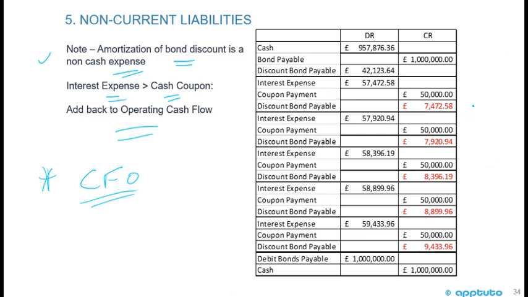So you can see that our interest expense was greater than our cash coupon payment. So what do we need to do? We need to add back that discount on the bond payable amortization. So I put this slide in just to reinforce that when we look at cash flow from operations, there's an adjustment that needs to be made with regards to these amortizations of discounts and premiums. What would we do with the premium? If it was issued at a premium, we would subtract that from the operating cash flow because our interest expense would be less than the coupon payment, and we're going to see that in the next slide.